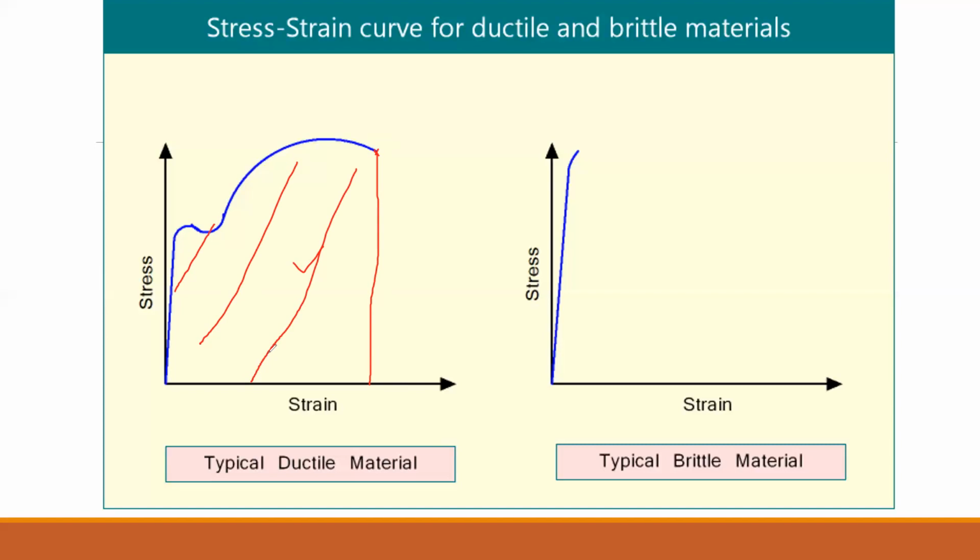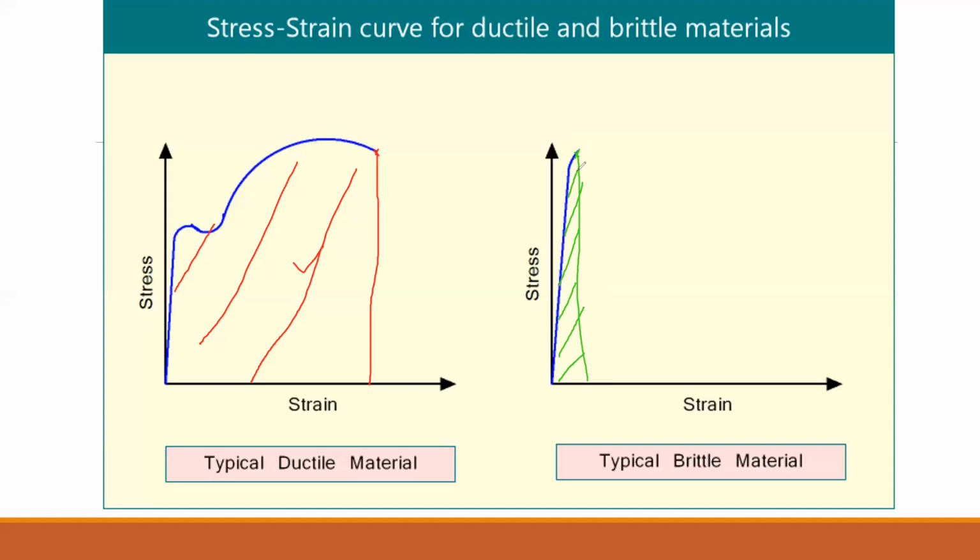Similarly, this is a brittle material. I'm joining the fracture point or the breaking point with the x-axis. Here also I'm getting a closed area, a closed entity. If you measure the area under the curve, you will get the toughness.